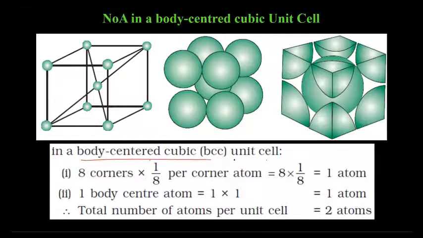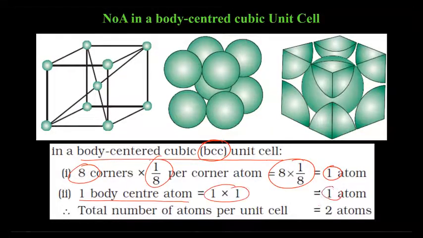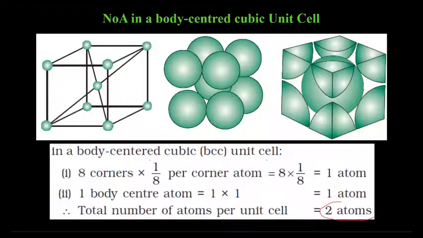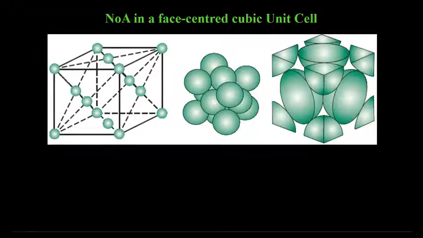So in a body-centered cubic, which will be written as BCC, normally you will not get it written as body-centered cubic in your question paper. It might be, but most of the time BCC. 8 corners, 1 by 8 contribution of the corner, total 1. 1 at body center, 1 into 1, 1. So total 2 atoms. Sometimes the reverse will also be required. It will be given that the total contribution is 2, and you will be asked what type of unit cell it is, or what closed packing it is. So this is BCC.